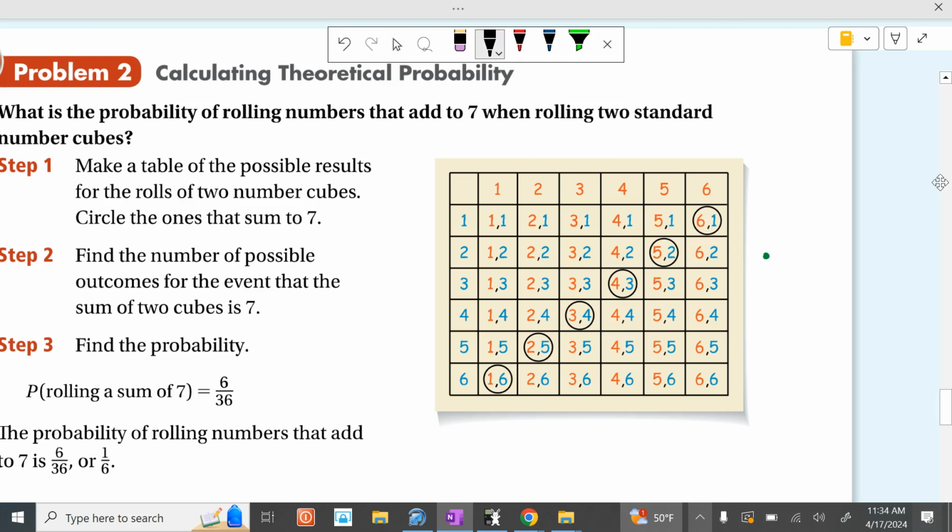the probability of having a sum of 2, 1 plus 1, you've got 1 chance out of these 36 chances. The probability of rolling a sum of 3 is 2 chances out of 36. Probability of rolling a 4 is 3 chances out of 36. The probability of rolling a 5 is 4 chances out of 36. The probability of rolling a 6 is 5 chances out of 36. The probability of rolling a 7 is 6 chances out of 36.